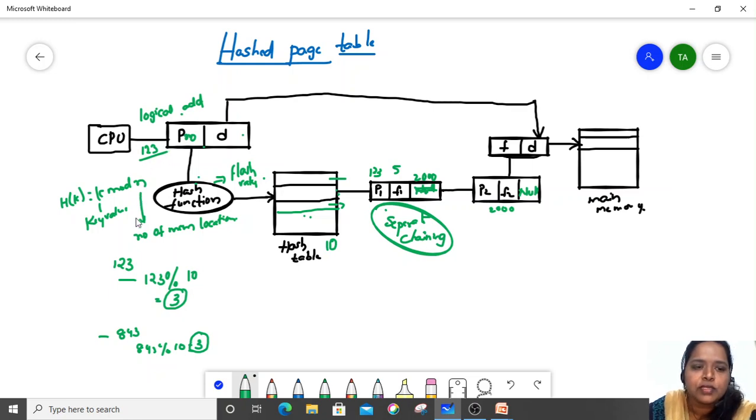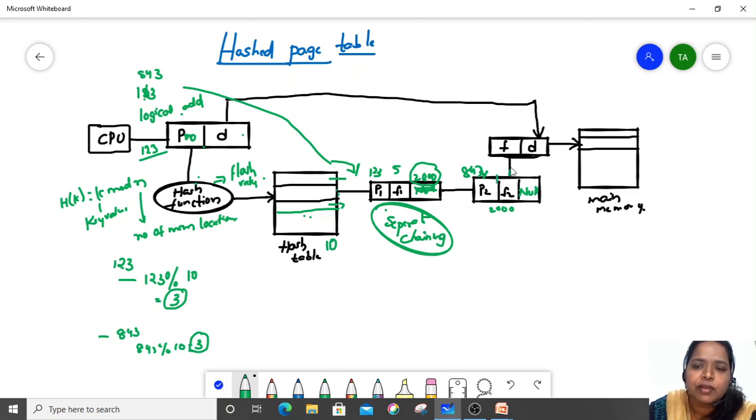Suppose the CPU wants to look up 143. It will check against this entry. Here the page is 123, so it goes to the next address. What is the next address? 2000. So here the CPU generated address is 843, and here also we have 843. 843 is the same.